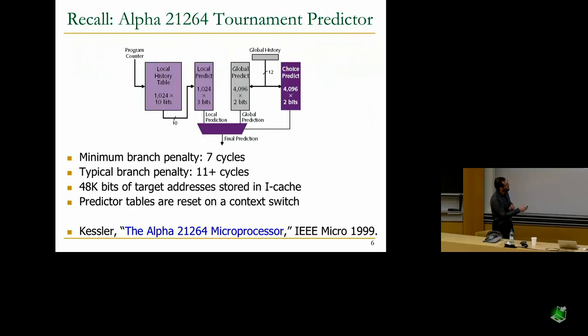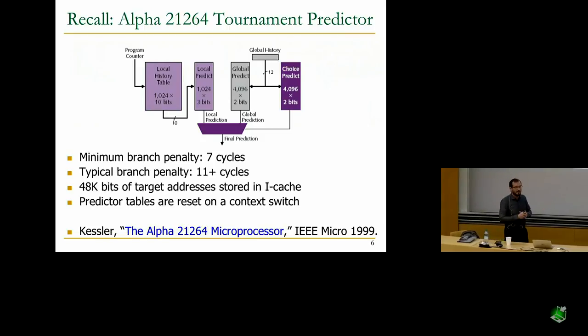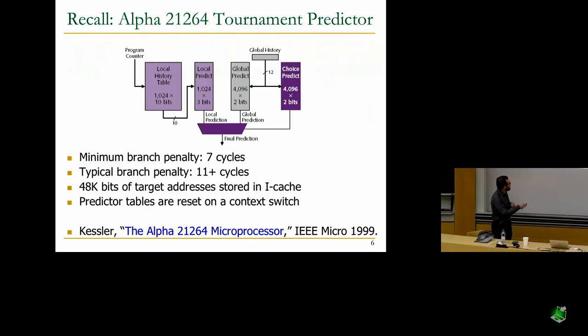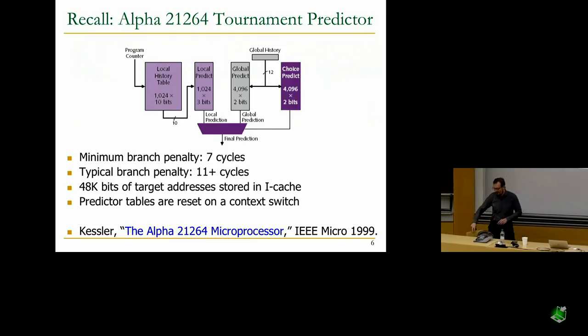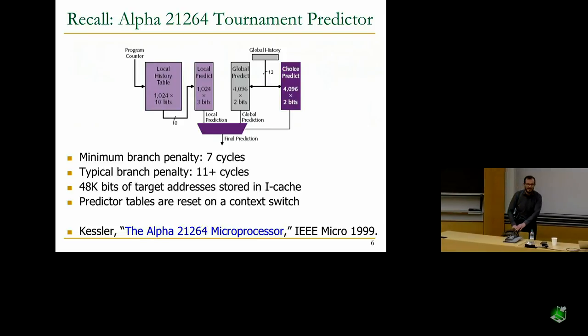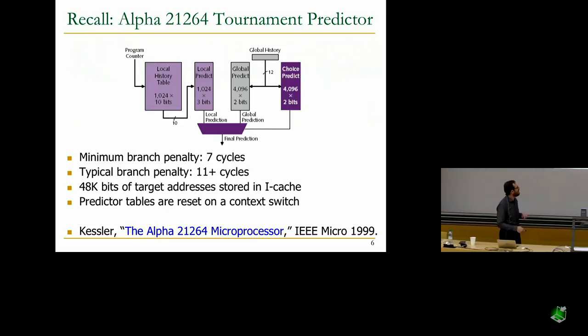You see that the minimum branch penalty was 7 cycles. That's the minimum time it took to resolve the branches. And this was a 4-wide machine, so it's really a 28-cycle penalty, maybe a little bit more because of some buffering in the front. The typical branch penalty was 11-plus cycles based on their latencies of the loads. That's what they say, at least. The iCaches, your BTB in this case, store the target addresses in the iCache, and they reset the predictor tables on a context switch because some other program is starting, and they don't want to use the prediction information from a previous program.